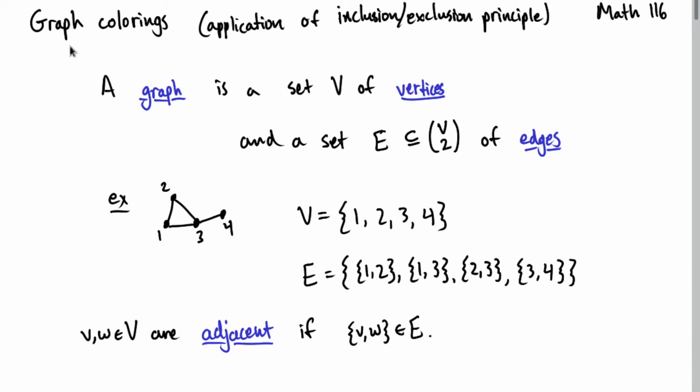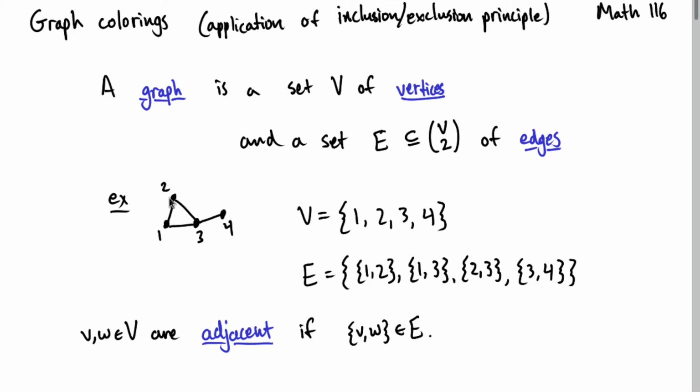And in this video we're going to talk about graph colorings as an application of the inclusion-exclusion principle, which was the previous video. So we haven't actually really talked about graphs yet, but let me define it. A graph is a set of vertices. That's just what they're called. And usually it's denoted V for the set, and then some set of size 2 subsets of the vertex set called the edges.